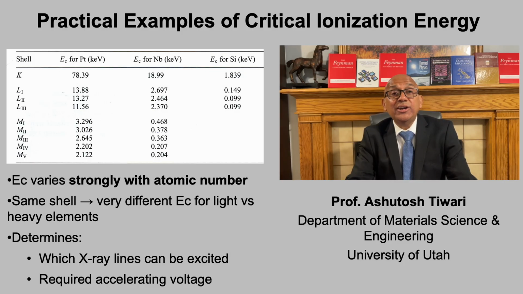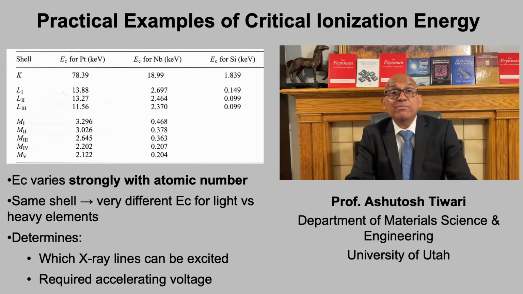This table shows critical ionization energies for platinum, niobium, and silicon. For silicon, K shell ionization occurs at only about 1.8 kV. So K X-rays are easily generated even at low beam energies.